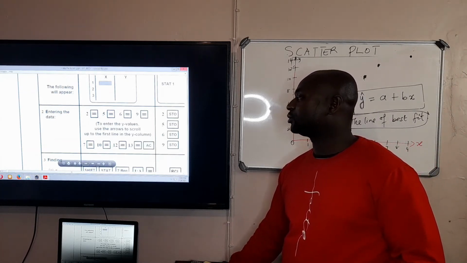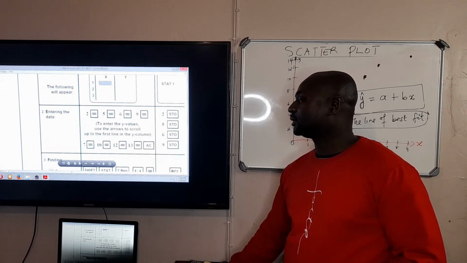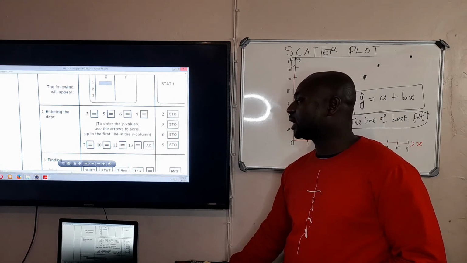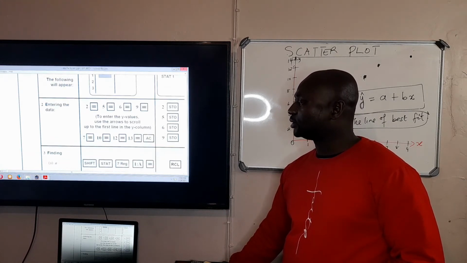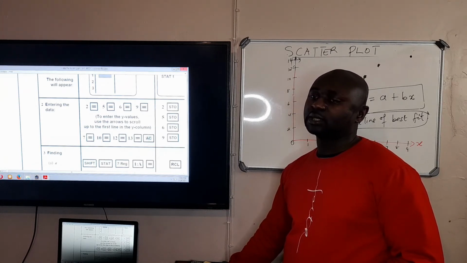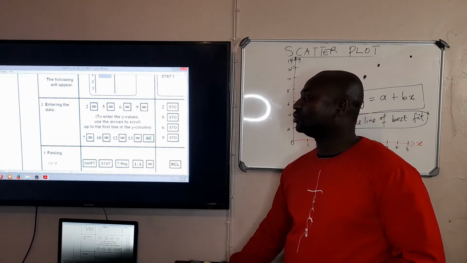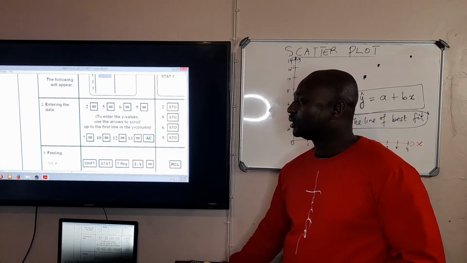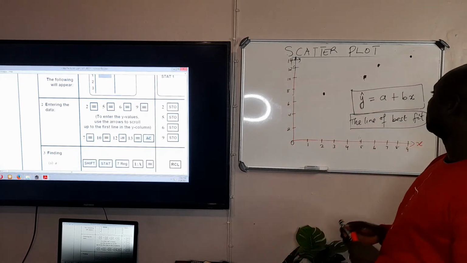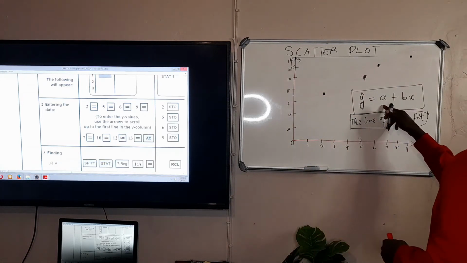After you have captured the data for the x and the y, you just store it by using the AC button, which I refer to as the air condition. So you press this button, AC, on the calculator. And then when you press it, everything will get out of the calculator, meaning that the calculator has stored your information in its memory.